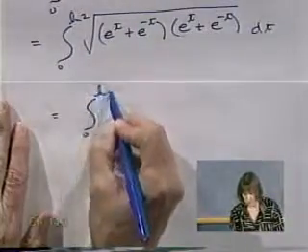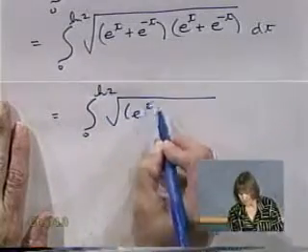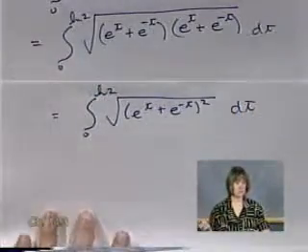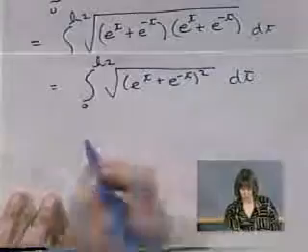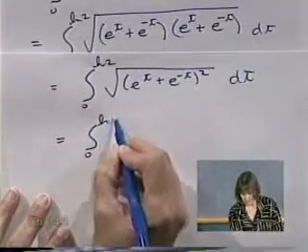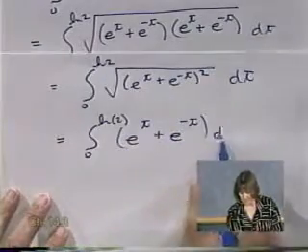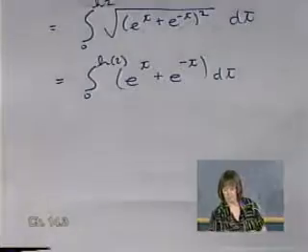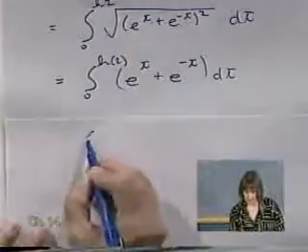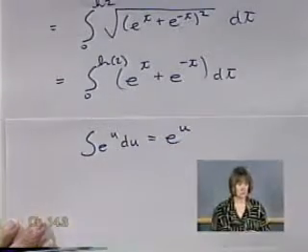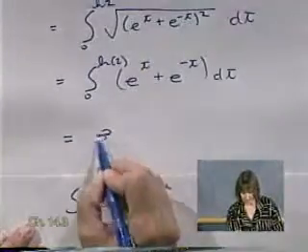So what I actually have here is the integral from 0 to log 2 of square root of e to the t plus e to the minus t squared dt. And I think most of you would agree, when you take a square root of something squared, you just get what's inside. So I get e to the t plus e to the minus t dt. Now remembering back from your Calc 1 days, the integral of e to the u du is e to the u. So the antiderivative of e to the t is just e to the t.